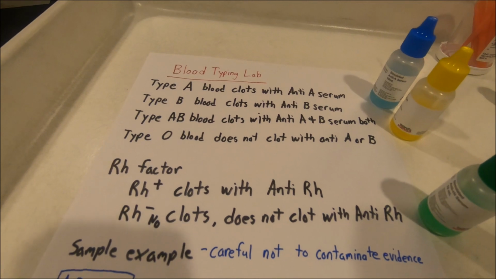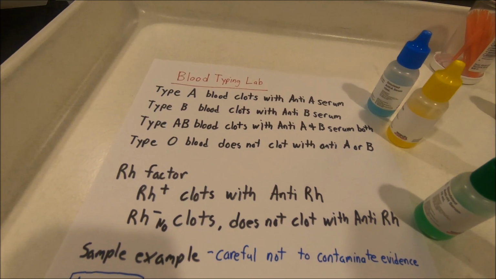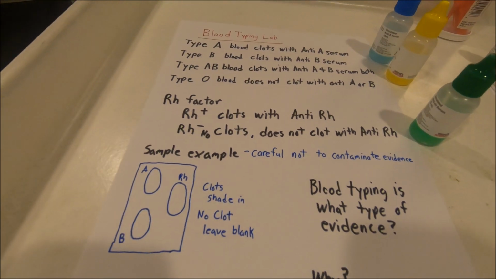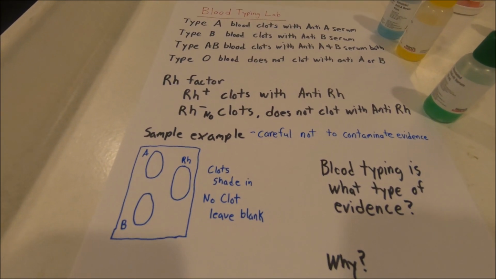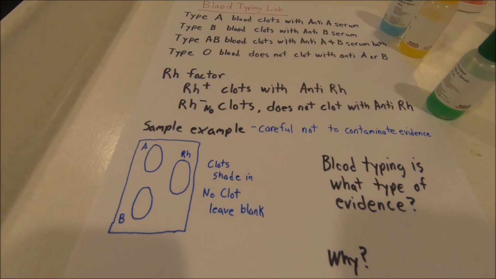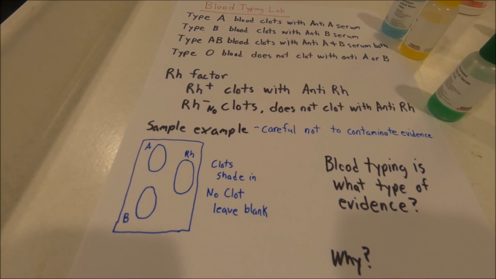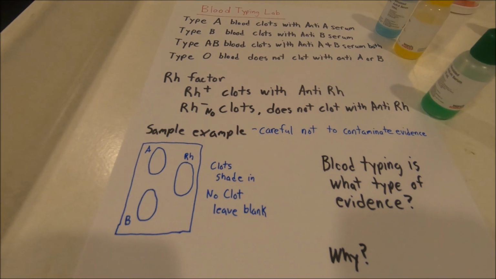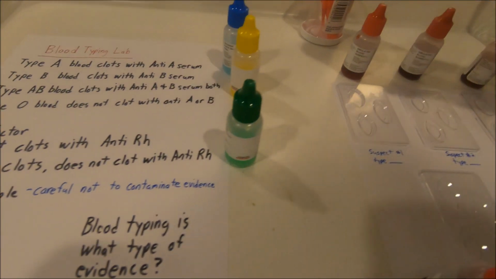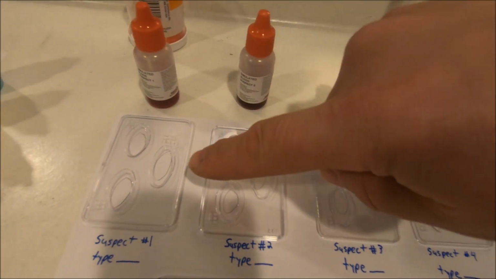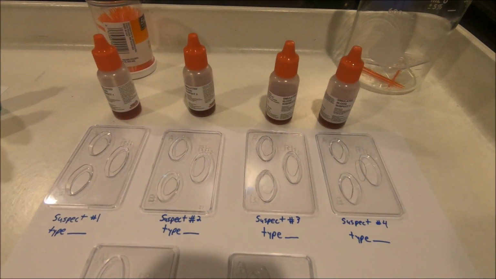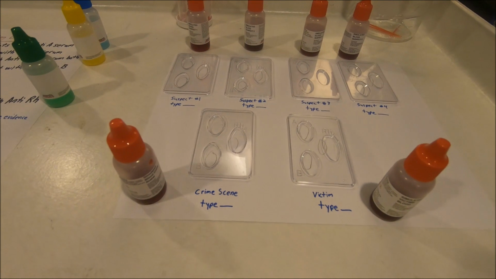Now, the nice part about blood typing is that it's a simple, quick, cheap way to test the blood right away. It gives us class evidence. It can help us narrow down or eliminate suspects, or include suspects as we go. Today we're going to start by looking at suspects 1, 2, 3, 4, and the crime scene and victim blood types to see if we can match them up.